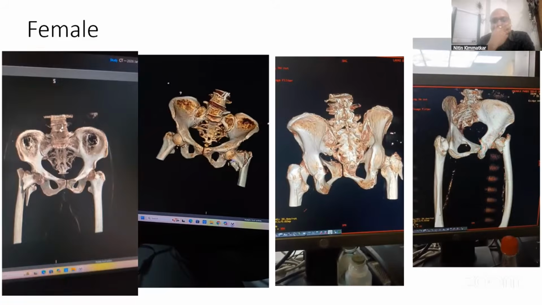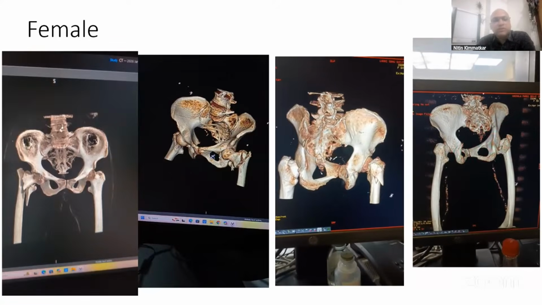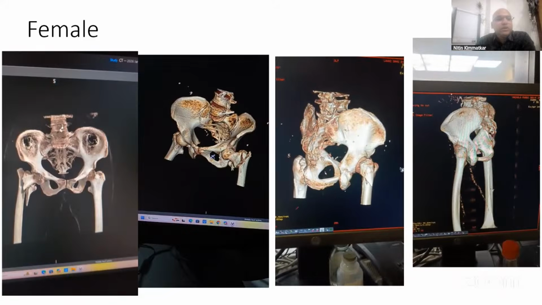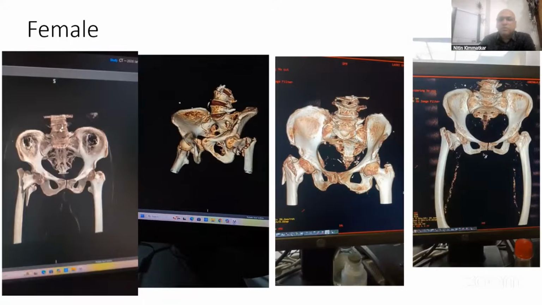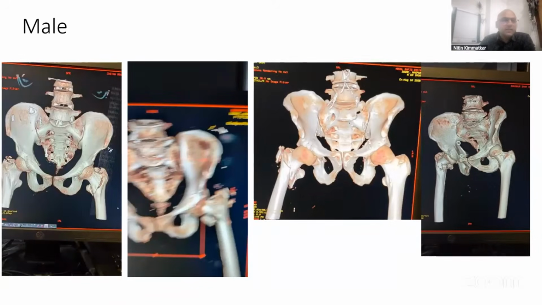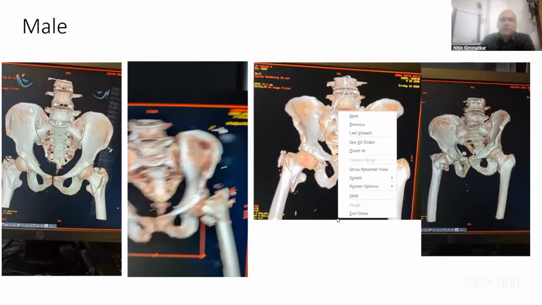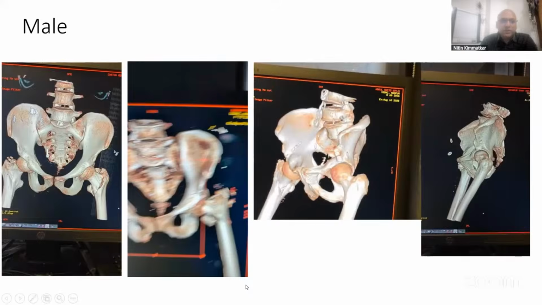So CT scan is essential in every fracture now: in pilon fractures, upper end tibia, tibial plateau fractures, acetabular fractures. Why are we not following this CT scan evaluation in intertrochanteric fractures? This is difficult to understand. These are the male CT scans, and here also you can see different CT scans at different age groups.